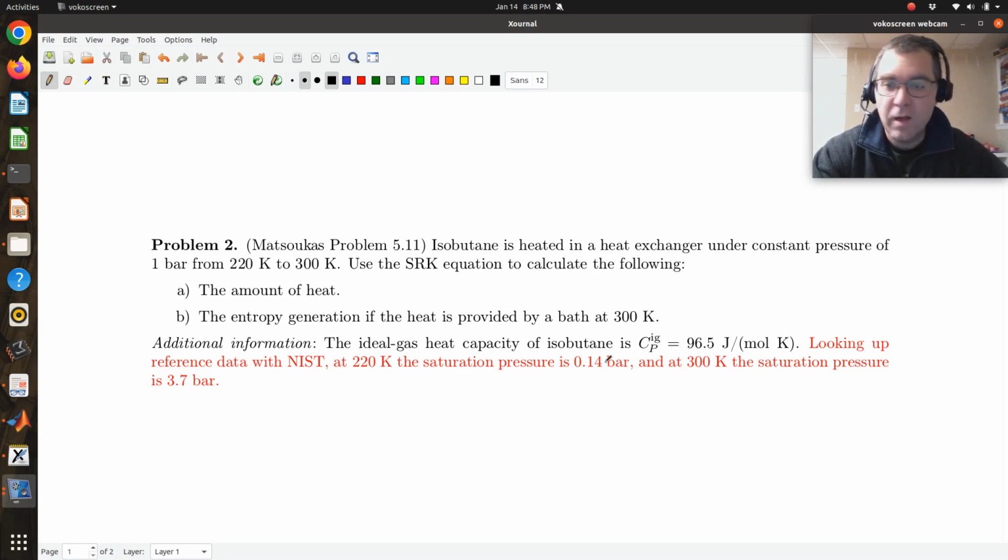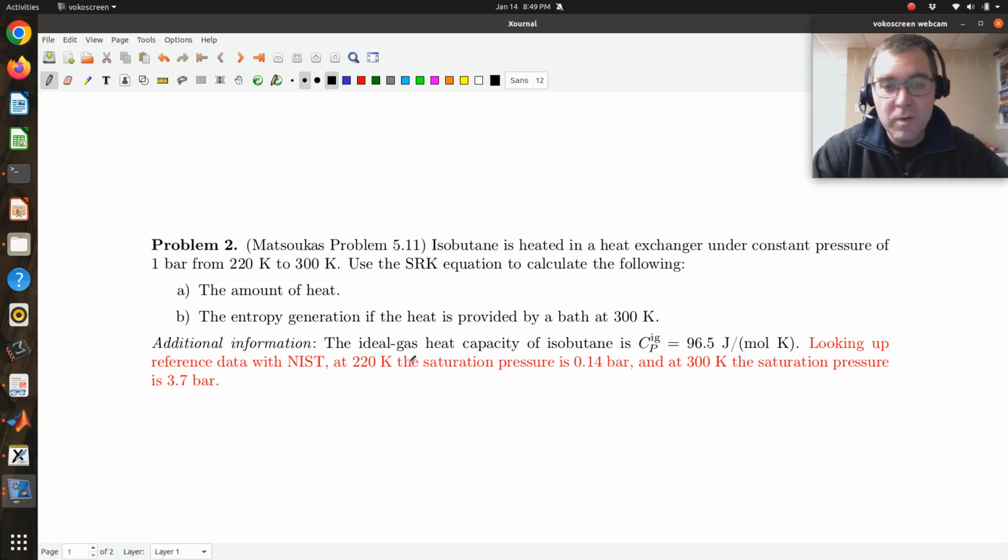Then at 300 Kelvin, saturation pressure is 3.7 bar. So at 300 Kelvin, P is going to be less than Psat. So that means I have a vapor. Okay, so I'm actually vaporizing isobutane in this heat exchanger and going from 220 to 300 Kelvin. Now, in this course, I've been giving you reference points in order to identify what phase.